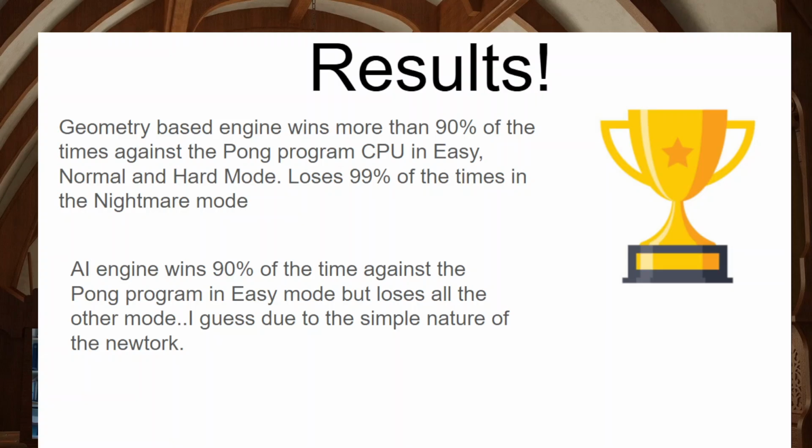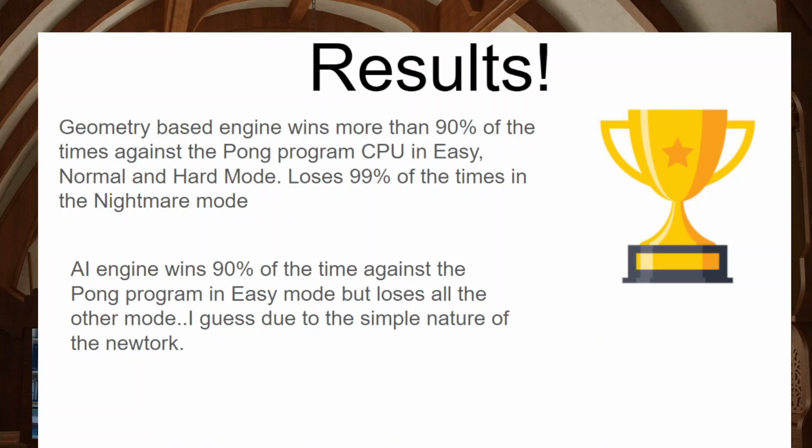So the geometry engine proved to be much stronger. It could beat the Pong CPU in easy, normal, and hard mode. It loses badly in the nightmare mode, which is really a nightmare. The AI is not very strong, but at least it goes reasonably well in easy mode. Most of the time, it wins. In the other modes, it loses all the time.